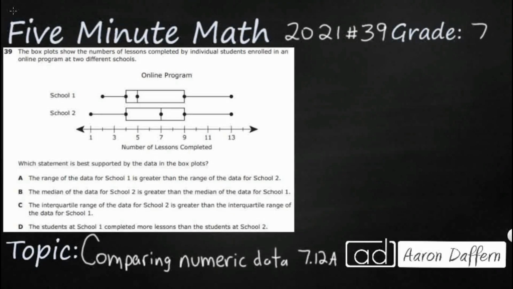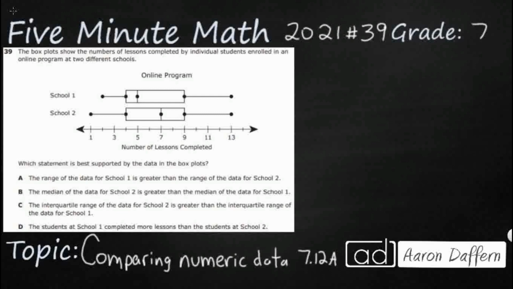Today we are looking at the 7th grade concept of comparing numeric data. This is standard 7.12a in the great state of Texas, and we are using item number 39 off the 2021 released STAAR test. If you have not done so already, please go ahead and take a moment to pause the video, work this problem out on your own, unpause it, and we will look at our answers together.